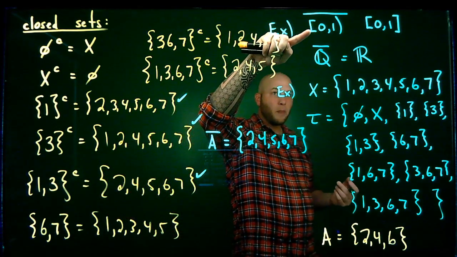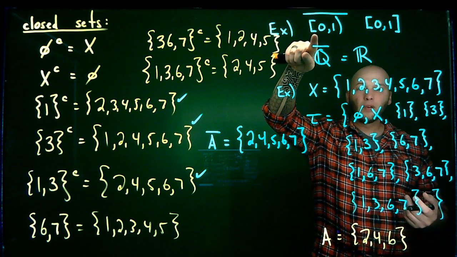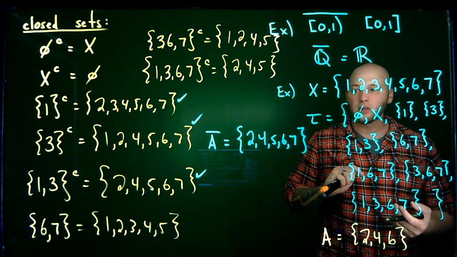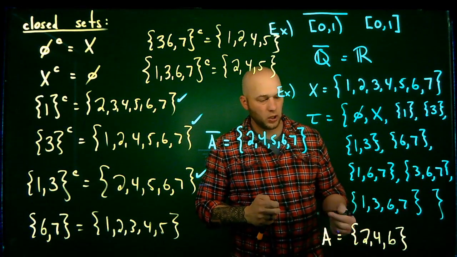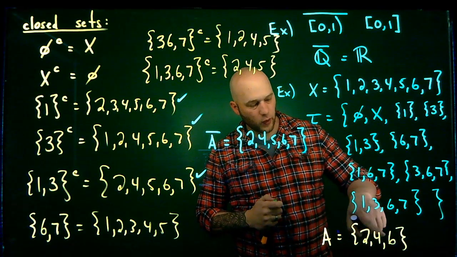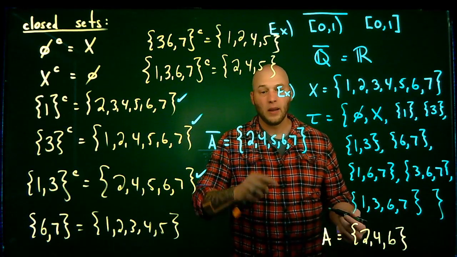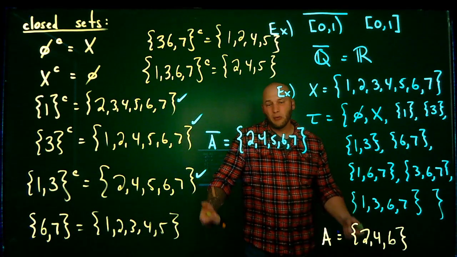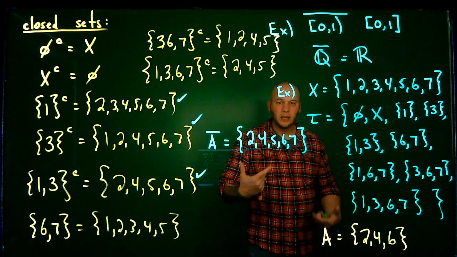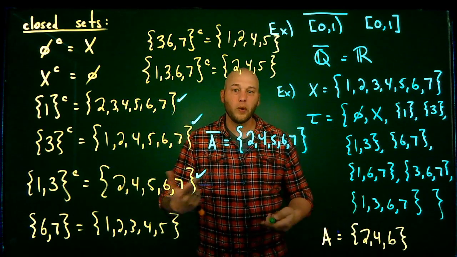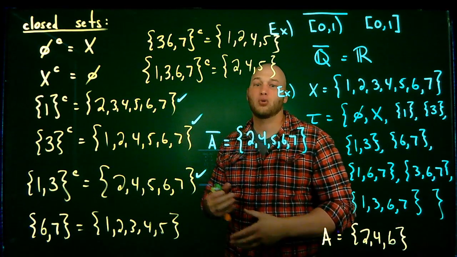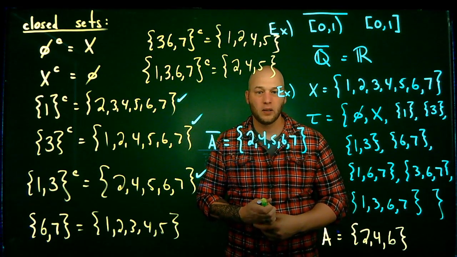Up here, when I went back to this half-open interval on the real line, when I closed it, I added 1 point to it. Here within this topology, when I closed the set {2, 4, 6}, we actually added 2 points to it, the 5 and the 7. Is that intuitive? I mean, not really, but it at least allows me to work with the definition and see what happens when I actually construct the closure of this set.